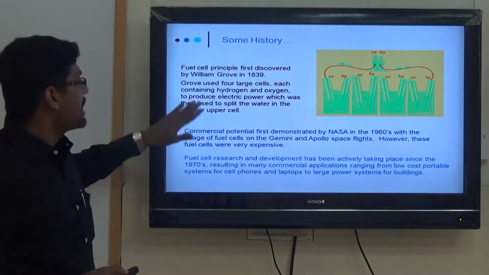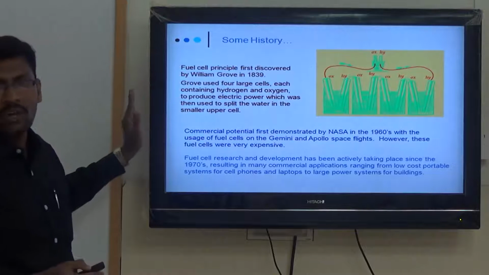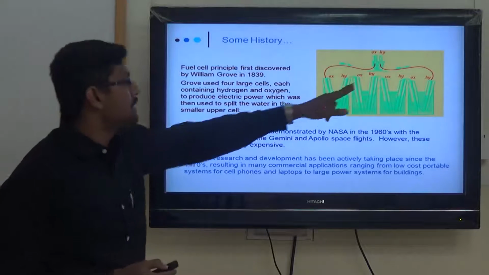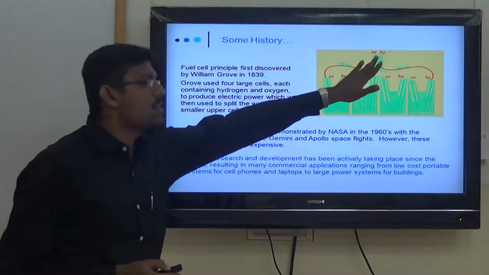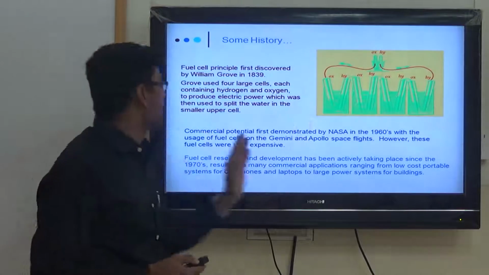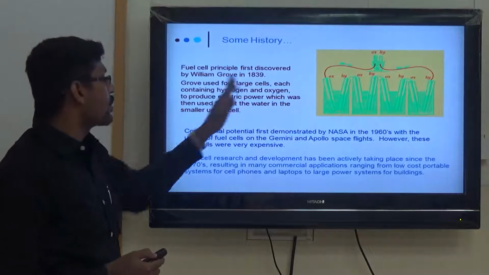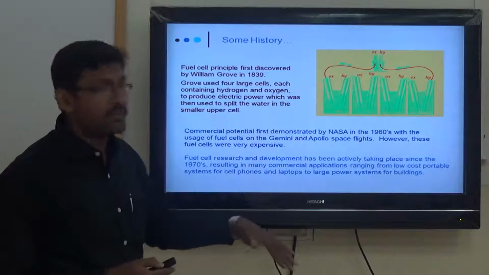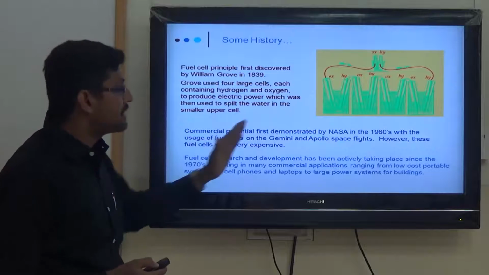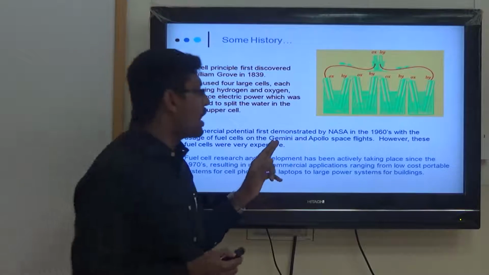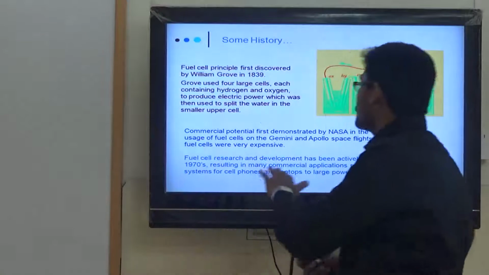This is the basic history. The fuel cell was developed by William Grove in 1839. These are the Grove cells in which oxygen and hydrogen are combined. Grove used large cells containing hydrogen and oxygen in order to produce electrical power, which was used to split water. Here the byproduct, as already told, is water.